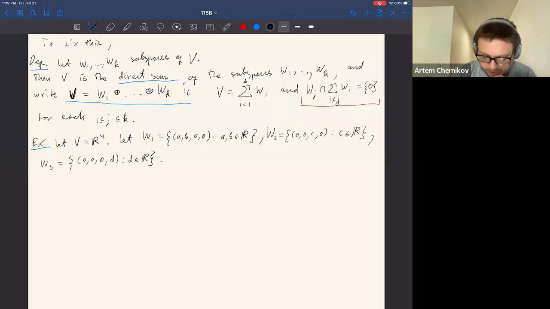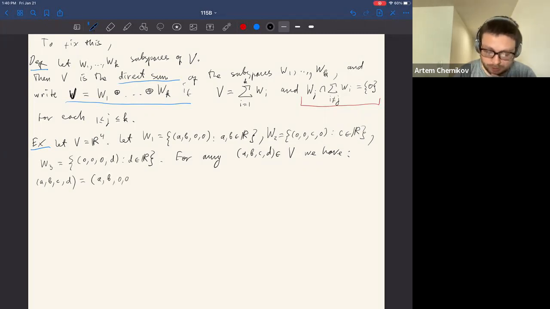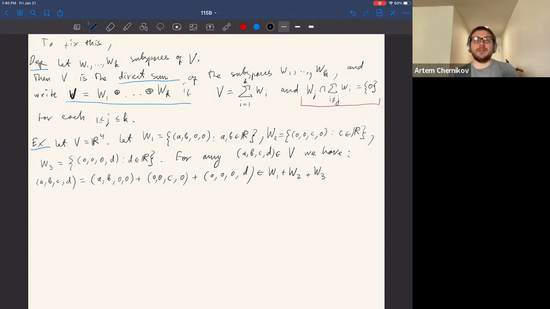Okay, then for any vector (A, B, C, D) in V, we have the following. We have that (A, B, C, D) can be written as a sum of vectors from these subspaces, right? So we can write (A, B, C, D) as (A, B, 0, 0) plus (0, 0, C, 0) plus (0, 0, 0, D). So this belongs to the sum W1 plus W2 plus W3. So we see that every vector of the space can be written as a sum of vectors from these subspaces. So we conclude that V is the sum of Wi for i from 1 to 3.